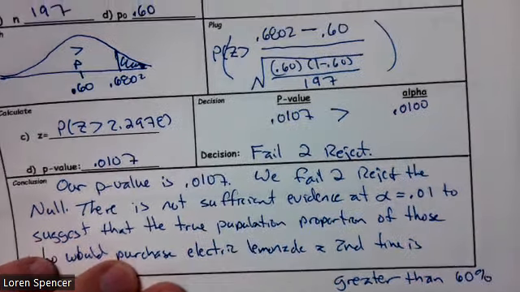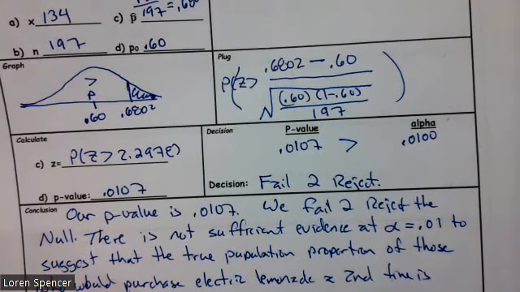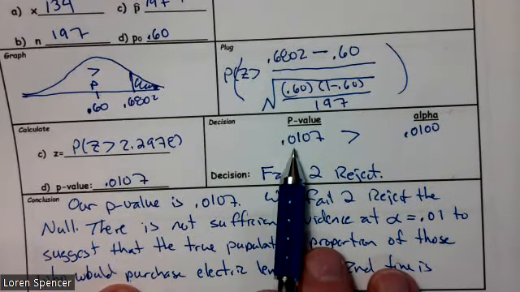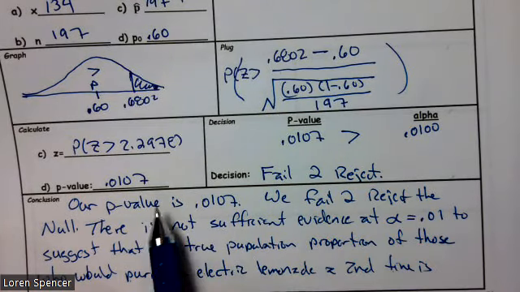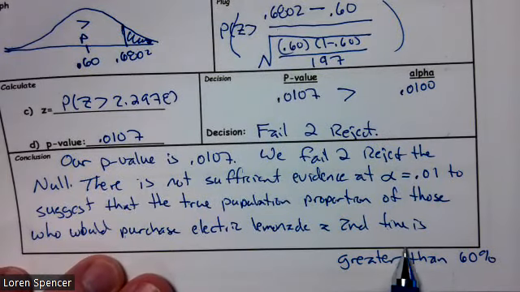Kind of ran out of room there, but there you go. Appreciate you watching. I hope that made sense. So in this particular case, even though we ended up with a small p-value, it was still bigger than alpha, so we failed to reject. So there's not enough evidence to say that they'd purchase it more than 60% of the time. All right.